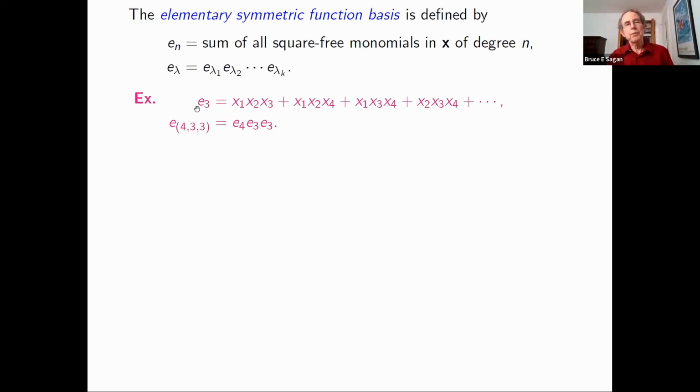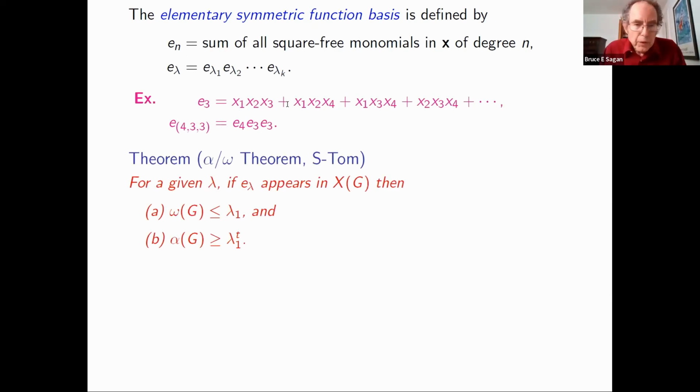So for example, E sub 3 is just the sum of all products of 3 singleton powers, x1, x2, x3, et cetera. And then E4,3,3, you take E4 times E3 times E3, where E3 is given here, and E4 is the same thing, only you have 4 things in each factor.